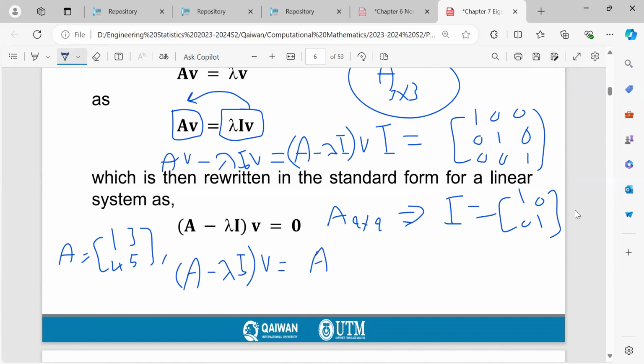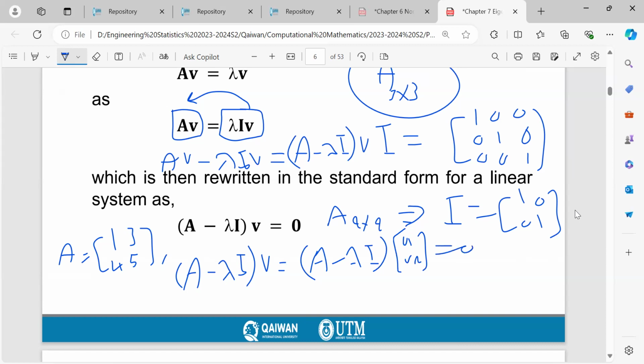Then A minus lambda I times V. V is a two-dimensional vector. It is, let's say, V1, V2. It must have two components, as you have a 2 by 2 matrix for A. As A is a 2 by 2 matrix, the eigenvector must have two components. If A is a 3 by 3 matrix, the eigenvector must have three components. If A is a 4 by 4 matrix, the eigenvector must have 4 components. It depends on the size of the matrix.